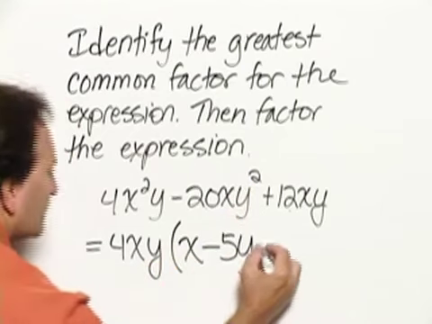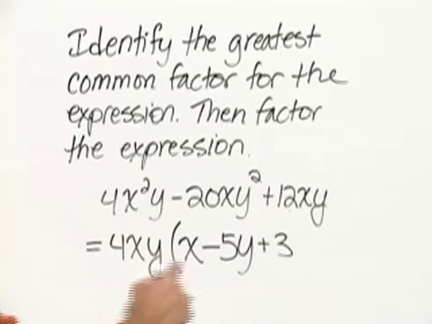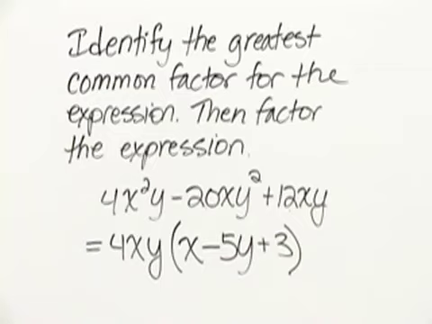And then at the end, we need a 3, because 3 times 4 is 12. And then the xy is completely taken care of, so that would be our factored form.